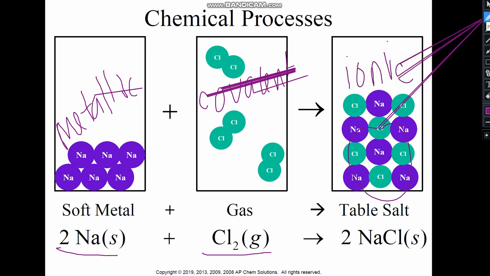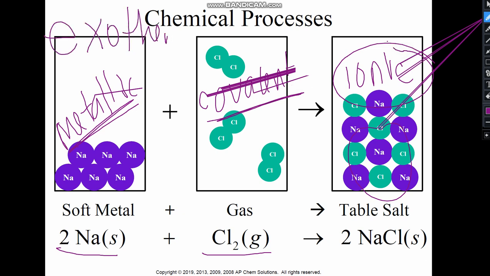And we talked about in the last slide that the chemical process is the breaking and the formation of different bonds. Here we have broken a metallic bond. We've broken covalent bonds, and we have formed ionic bonds. We also know that this process is exothermic, which means that it gives off heat. It also gives off light. Those two things are indications that a chemical process has occurred.